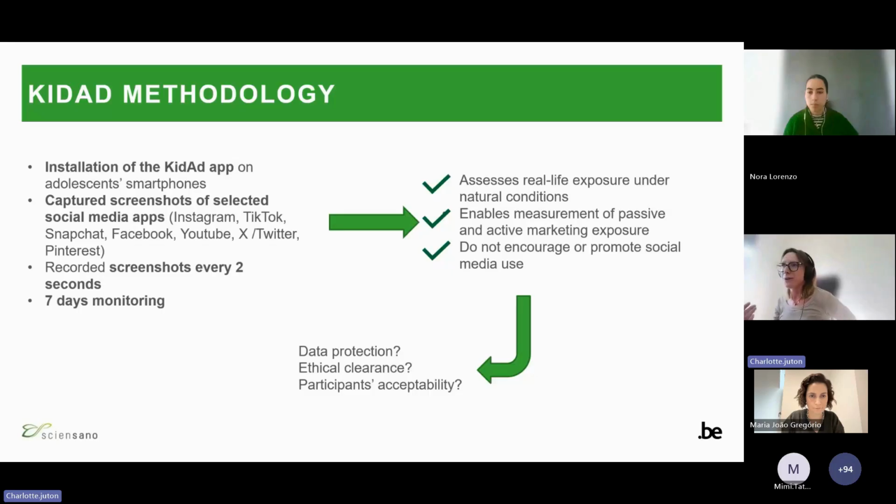But with this great tool also came great challenges, especially in terms of data protection, ethical clearance, and also participant acceptability in participating in this study, because it can feel quite invasive to have a tool on your phone taking a screenshot of whatever you see on social media.